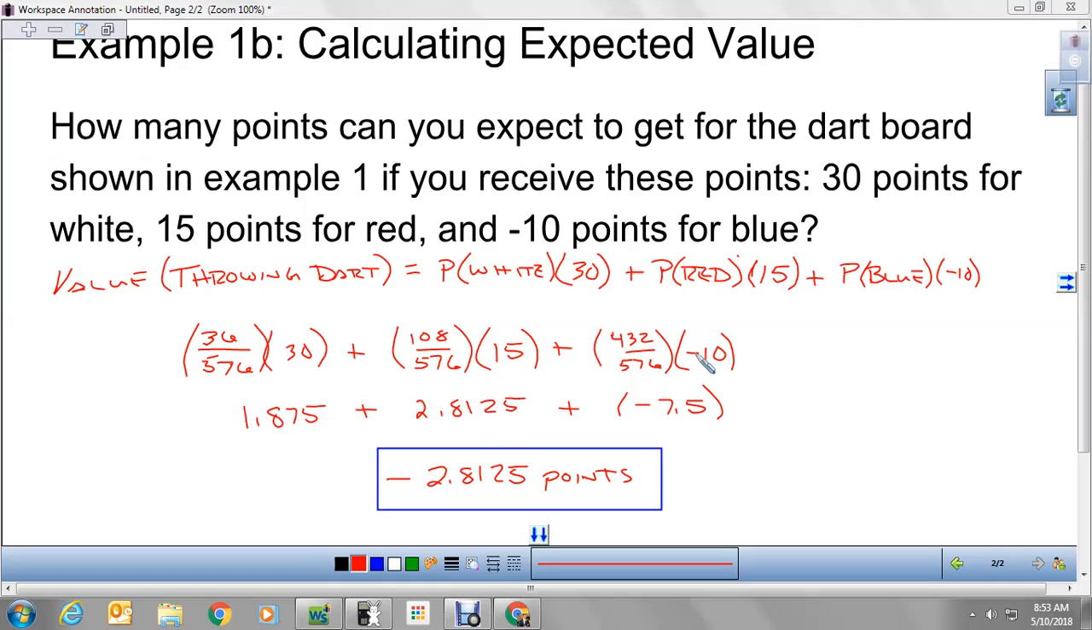So far these are much larger than what we had before. But when we do this over here, we increase this, and because this area is the largest, 432 over 576, it's going to give us a negative 7.5. So out of these, we get a negative 2.8125 points. So even though these numbers went up and you get more points for our area of winning, we increased the area of our blue region, which made us have a higher negative points value. So we should expect to get negative 2.8125 points.